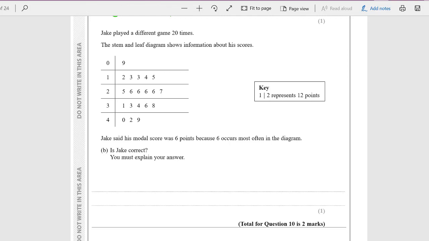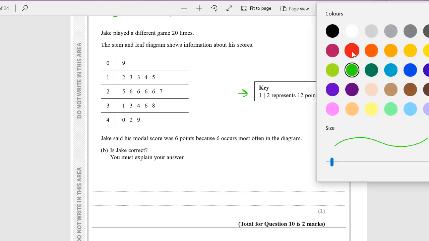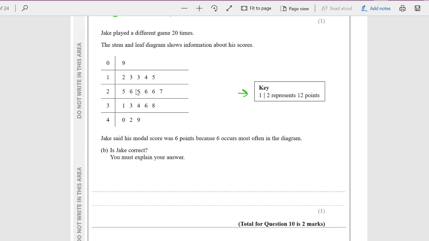So here, Jake is not correct because 6 doesn't appear at all. If you look at the key here, this 1 separated by the line 2 represents 12. So if Jake was referring to 6, he would have had to see a value of 6 here. But obviously that's not the case. So the reason why he may have thought this was because there are many 6s appearing throughout the stem and leaf, but actually they correspond to a number which is on the left hand side of this line.